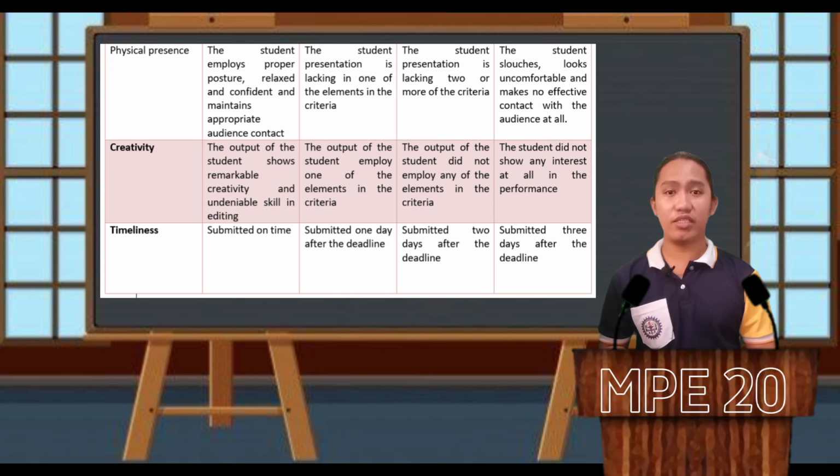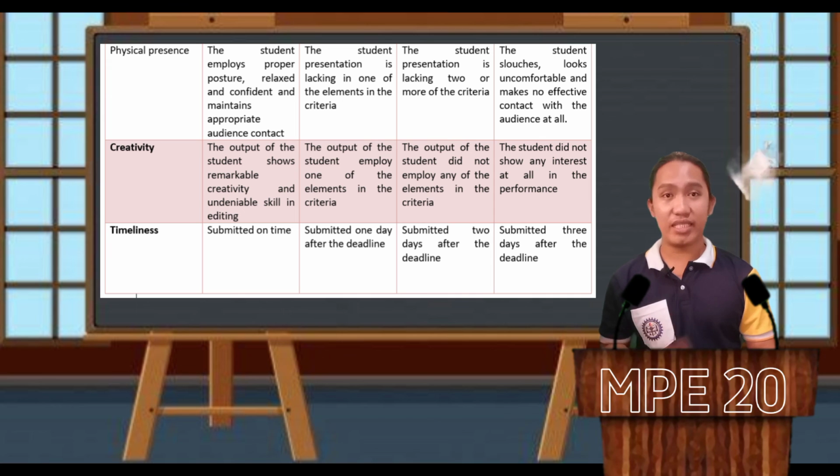So in timeliness, it is a very simple one to grade. You will get 5 points if you submitted your output on or before the deadline, di ba? And you will get 4 points when you submitted it one day after the deadline. Na-late ka ng isang araw, then you will get 4 points. Submitted 2 days after the deadline, na-miss ka ng 2 days, then you will get 3 points.